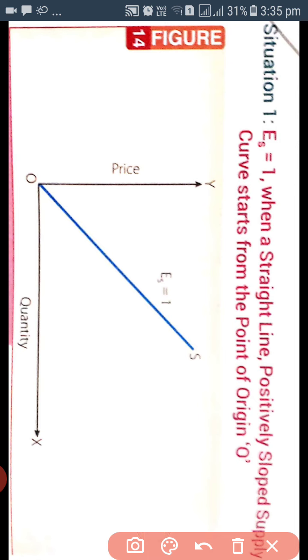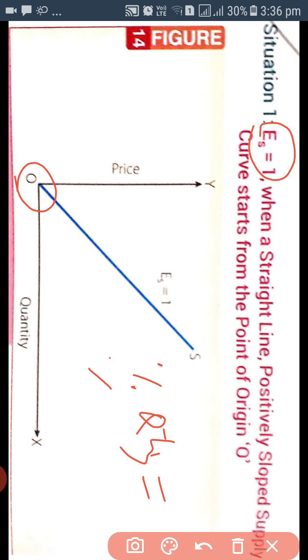We will discuss now situation number 1. ES is equal to 1, which means elasticity of supply is equal to 1. When a straight line positively sloped supply curve starts from the point of origin, when percentage change in quantity is equal to percentage change in price, then this situation occurs.